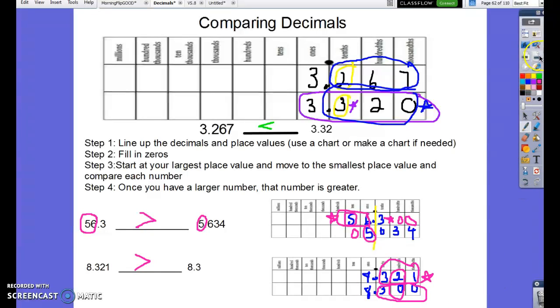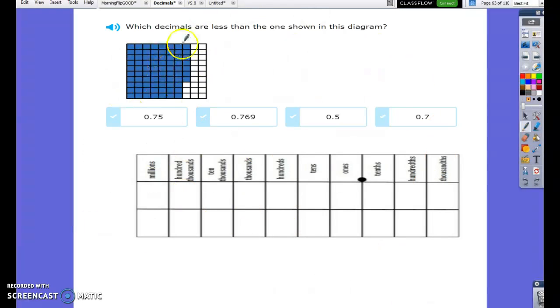Alright, so let's look at another example, the last one. You might see a model of a decimal, so you have to figure out what this model represents. If we look, we have 77 boxes filled in, so that means that's 0 and 77 hundredths. Okay, so if I write in my place value, we have 0 and 77 hundredths, and it says which decimals are less than the one shown in this diagram. So we're comparing it to this diagram.